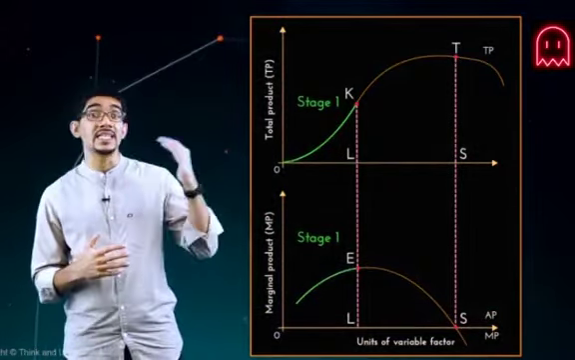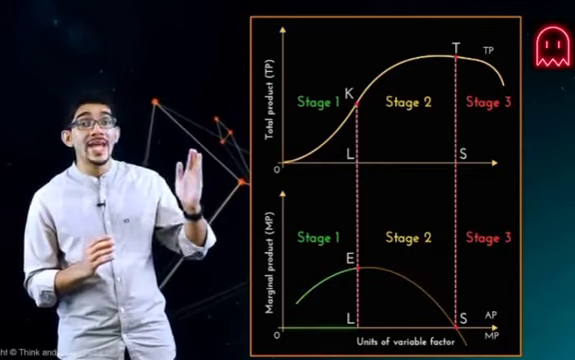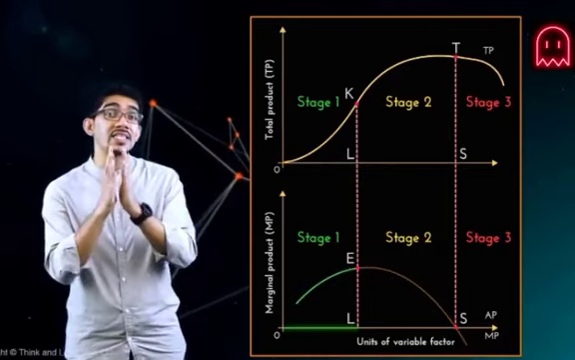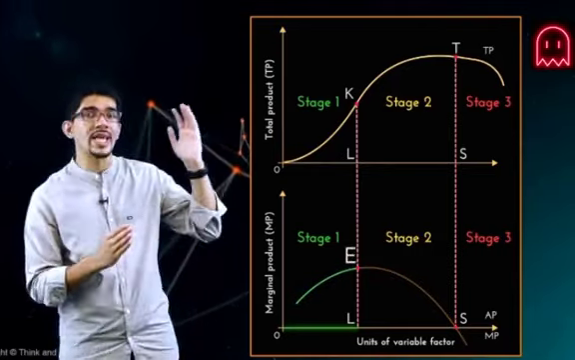Stage 2 is between K and T. In this zone, MP is decreasing and TP is increasing at a decreasing rate. Stage 3 is beyond point T, which corresponds to S, where MP has become 0 and is negative from there on. From here, TP starts declining because MP is negative. So the figure shows us that MP tends to rise till OL units of labor are used, and this corresponds to point E on the MP curve.